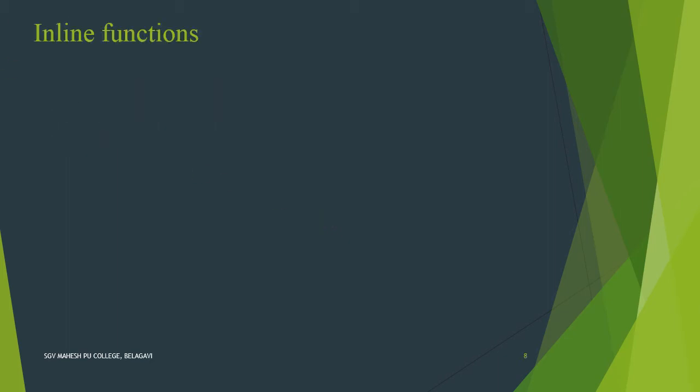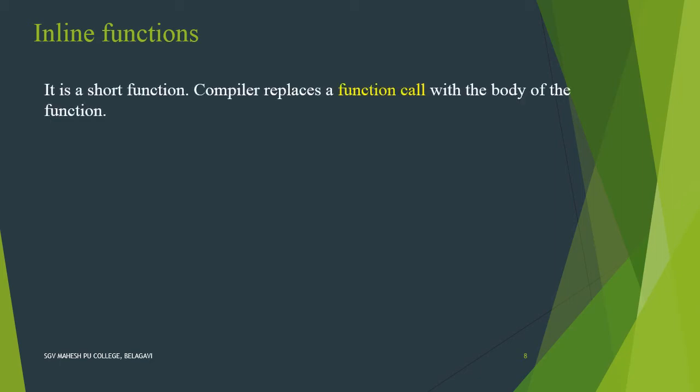Now let's see what is an inline function. Inline function is nothing but a short function. When do we write these functions? Whenever we have one line of code or two lines of code, we use this inline function. So what happens in an inline function? Whenever you find an inline function, the compiler replaces a function call with the body of the function.